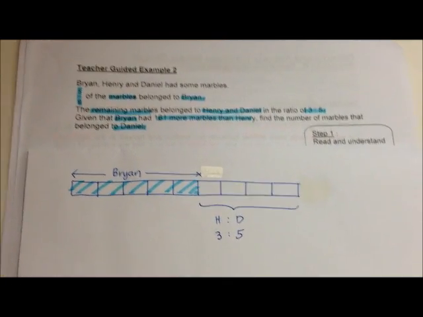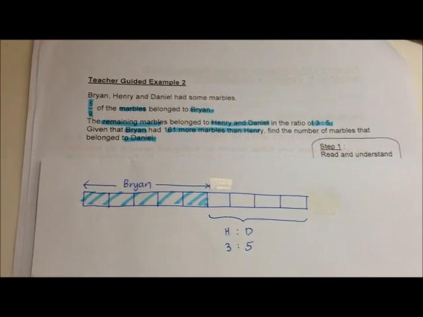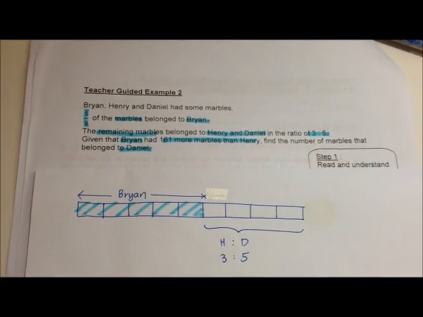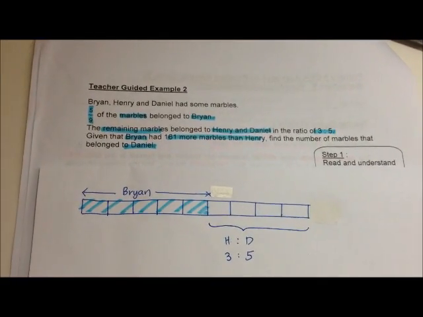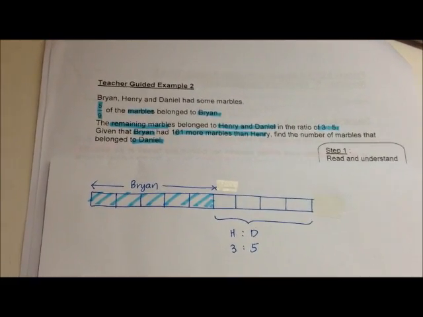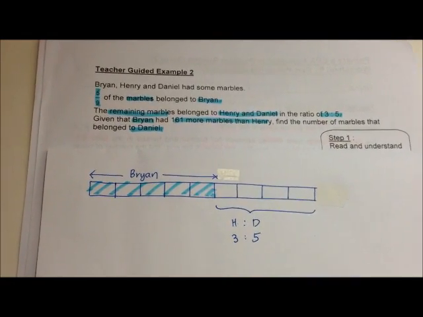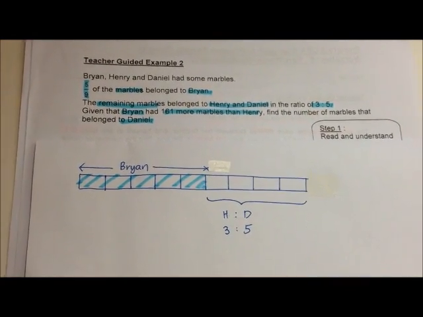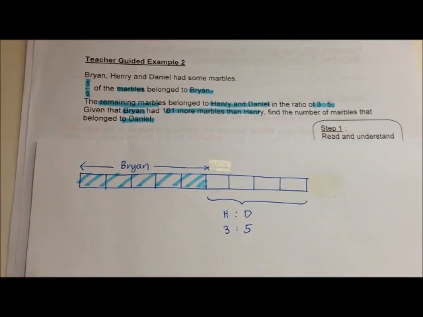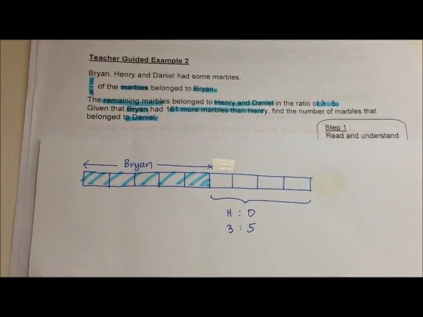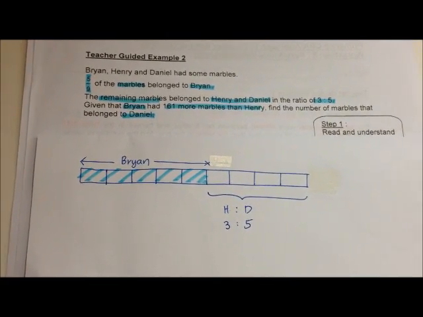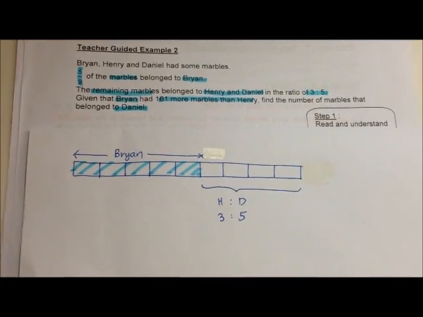Alright, let's move on to the teacher guided example 2. If you read the question, I believe most of you have already read the question. So there are 3 boys, Brian, Henry and Daniel. They had some marbles. Now we don't know how many marbles they have altogether, but from the second sentence we know that 5/9 of the marbles belong to Brian, and the remaining marbles belong to Henry and Daniel in the ratio 3:5. Given that Brian had 161 more marbles than Henry, find the number of marbles that belonged to Daniel.